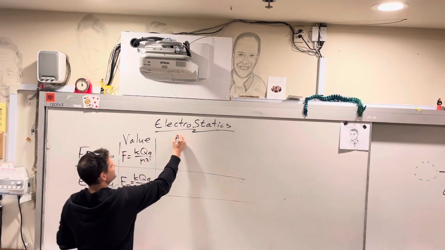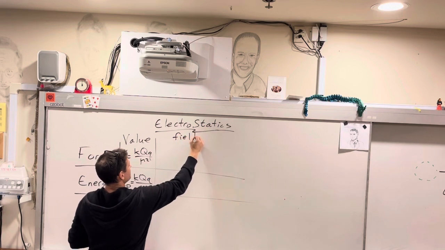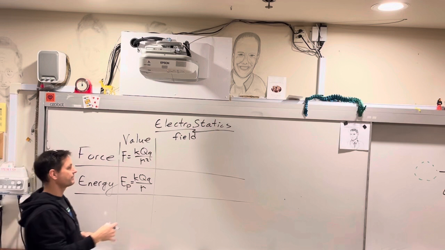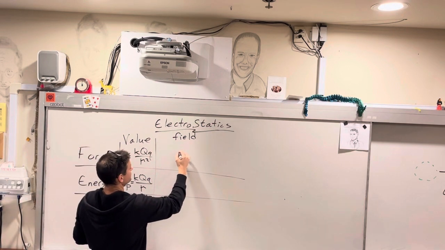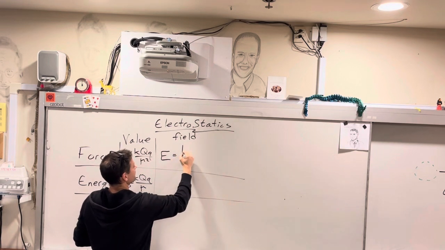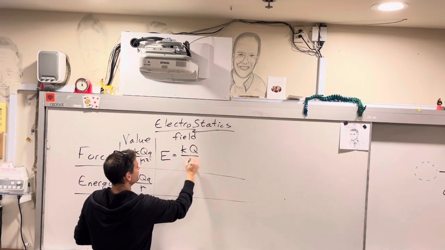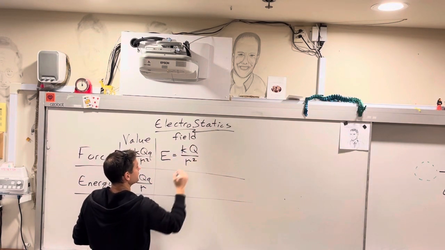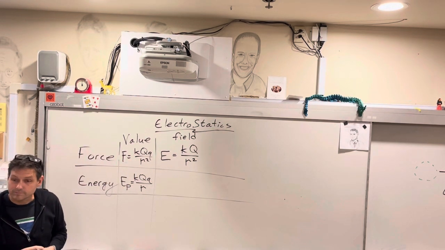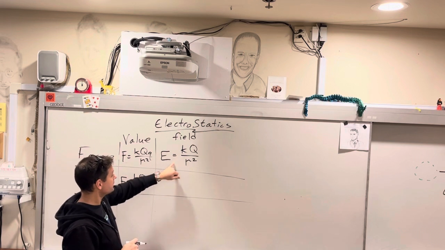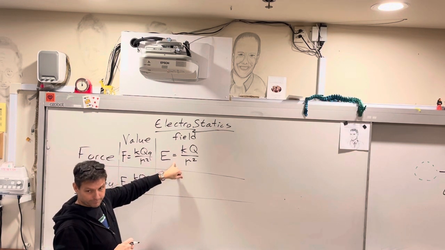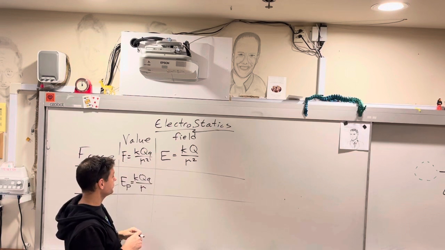You can also say the field. You can have a force field. Which we would call E in this case is KQ over R squared. So what's the unit for that? This would be in newtons per coulomb. Newtons per coulomb.